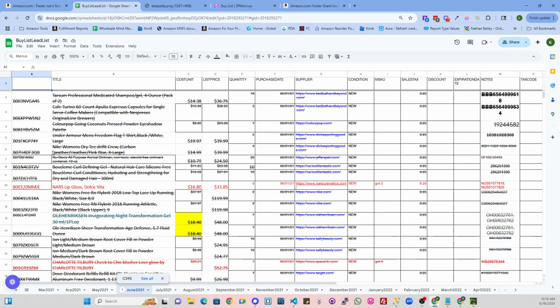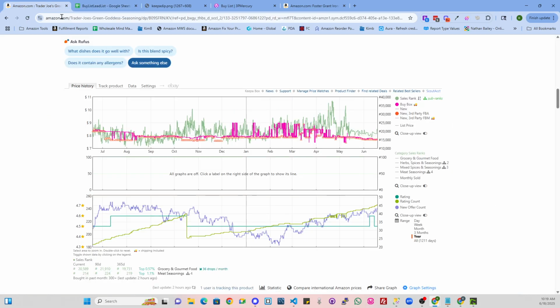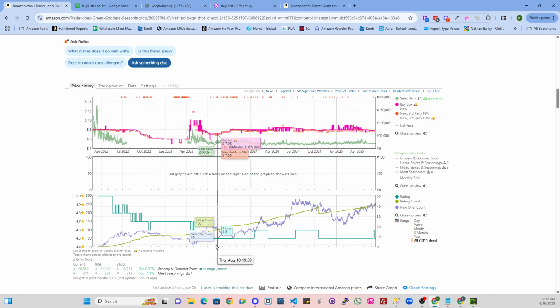Well, the problem is once you save something to a spreadsheet, it no longer becomes data that changes over time, right? As we know with Amazon, it's very dynamic. Just because you saved a lead that was good at one point doesn't mean it stays good forever, right? Prices always go up and down. Your competition goes up and down.